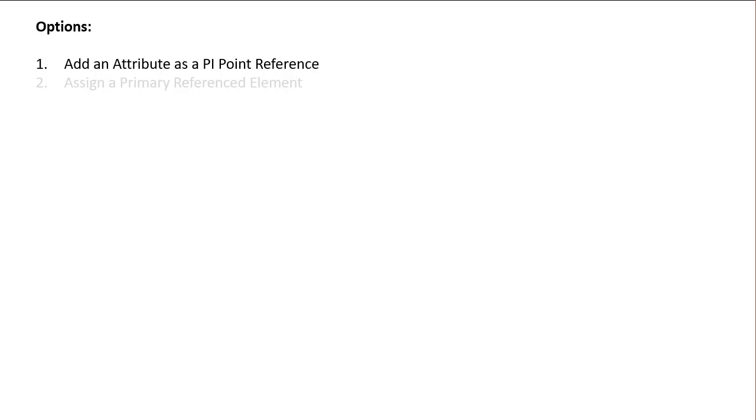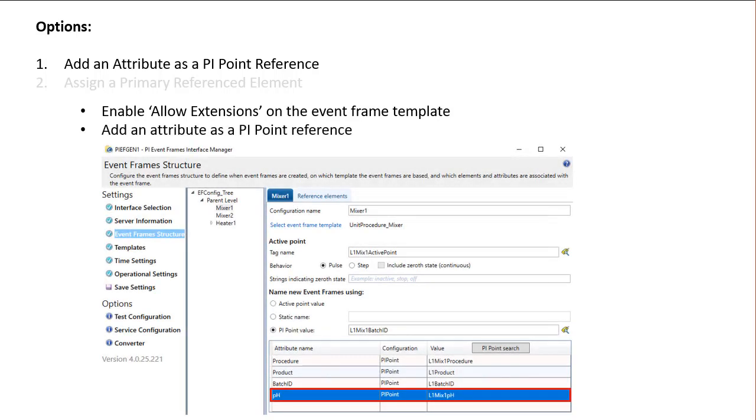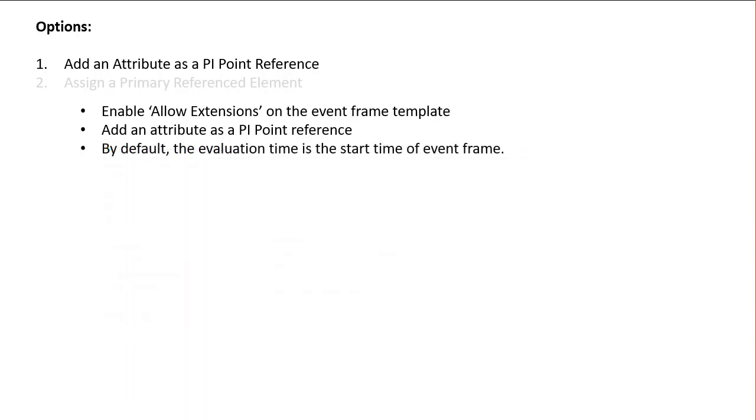Option 1 is adding an attribute as a PIEFGen reference. In order to use this method, you need to make sure that the event frame template has allow extensions enabled. And then we can add an attribute and assign it to a PIEFGen. The attribute will show the value at the evaluation time, and by default, the evaluation time is the start time of the event frame.